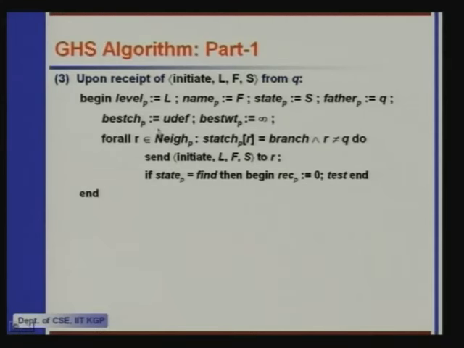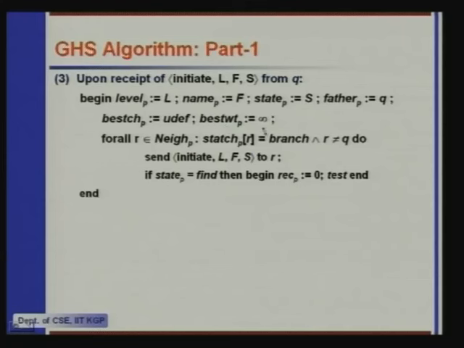So, see what is happening when P receives the initiate message from Q. It inherits the level, it inherits the name, it inherits the state, and sets father P equal to Q because it is from Q that it received the initiate message. It will set the best channel of P to be undefined now. Why? Because the whole tree will reorient itself. So, I do not know which is the best in my subtree anymore.